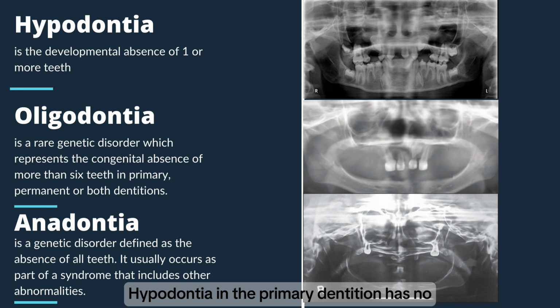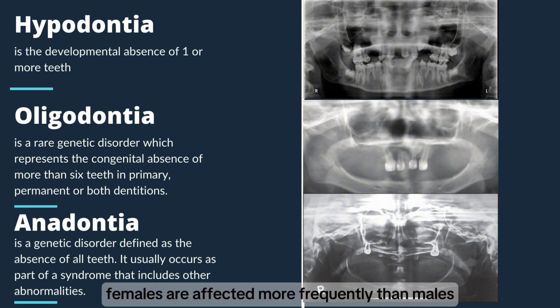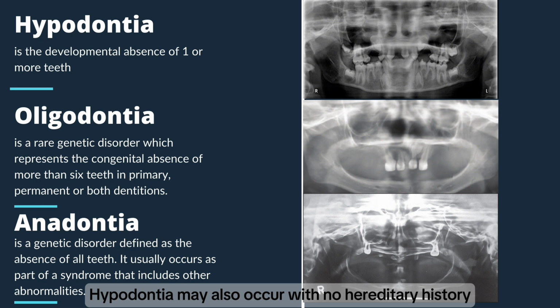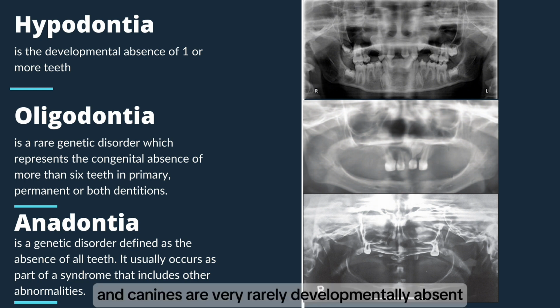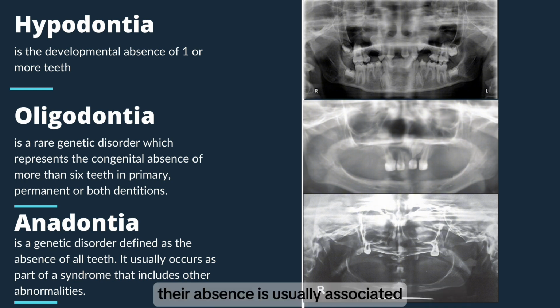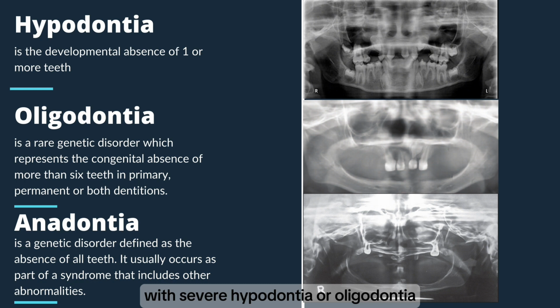Hypodontia in the primary dentition has no significant sex distribution, but in the permanent dentition, females are affected more frequently than males. Hypodontia may also occur with no hereditary history. Permanent first premolars, first molars, and canines are very rarely developmentally absent. Their absence is usually associated with severe hypodontia or oligodontia.